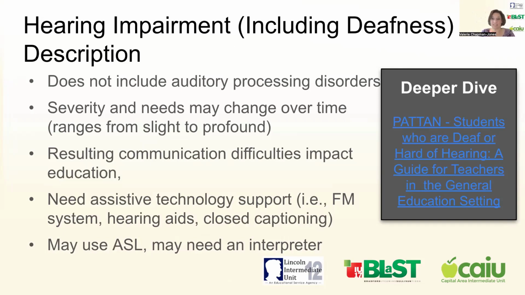These students require assistive technology tools to be successful in the school setting. Examples would be a wearable system where the teacher talks and the students can hear directly into their aids. They often wear hearing aids, and they often may need closed captioning, for example. These students may use American Sign Language as their primary mode of communication, and they may also need an educational interpreter in the classroom setting who is using ASL with them. Please feel free to do a deeper dive to learn more about hearing impairment.